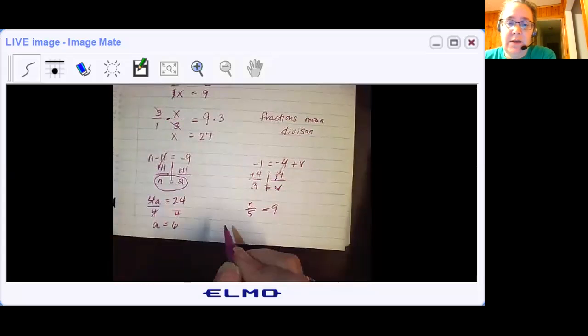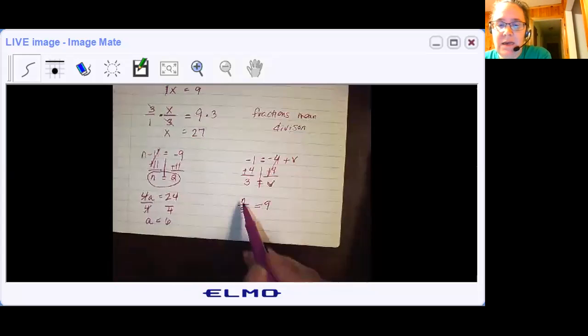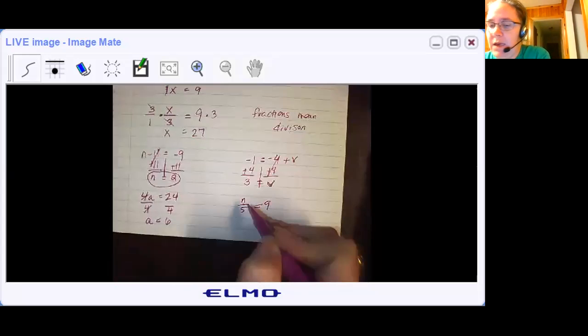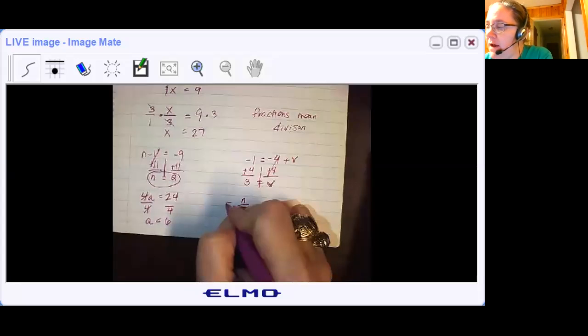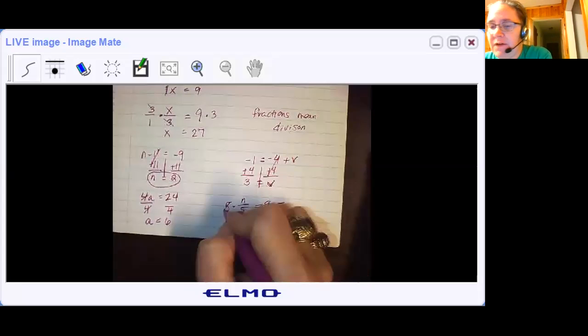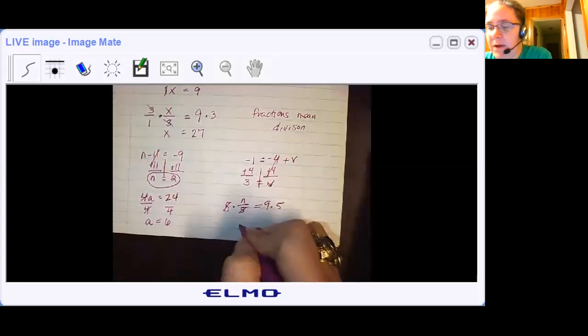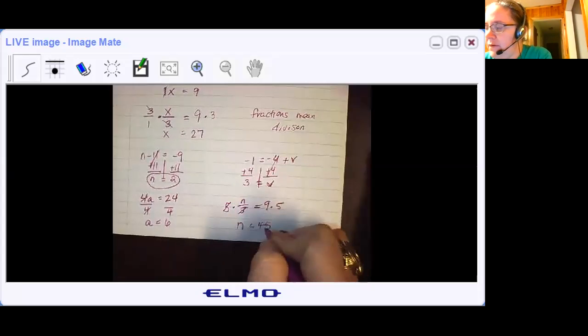Last one is our F word here, a fraction. N over 5 equals 9. Remember, N over 5 means N divided by 5. So the opposite of dividing is multiplying. So I'm going to multiply both sides by 5. Makes the 5's on the left go away and leaves the N behind. 9 times 5 is 45.